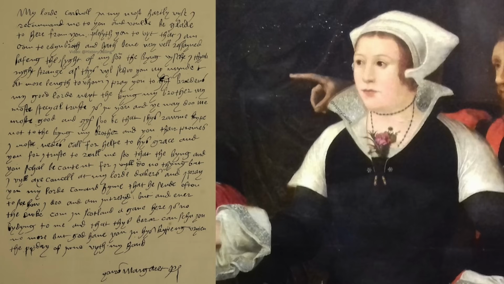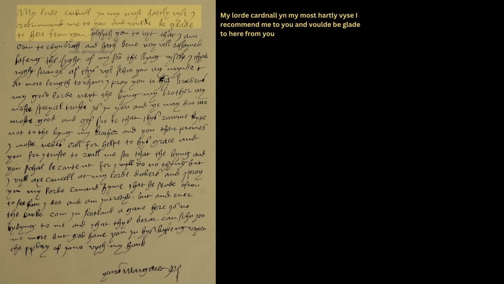Margaret uses V in place of W many times here, including in the opening line when she says, "My Lord Cardinal, in my most hearty ways I recommend me to you and would be glad to hear from you." Here we see "vise" instead of "wise", which we would substitute for "ways", and "vould" instead of "would".